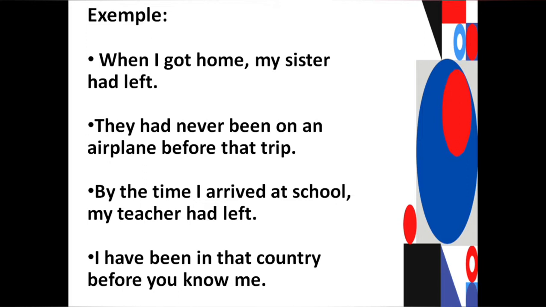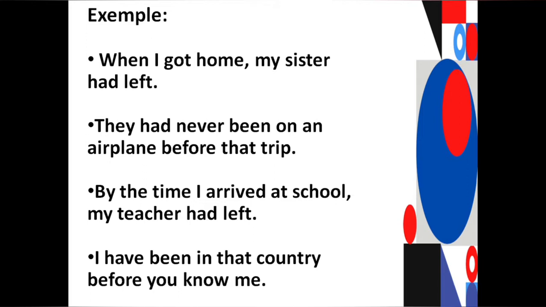When I got home, my sister had left. Okay, so I have, when I got home, my sister had left. What was the first action? My sister left, and then I got home. So the action that happened first, my sister left, and then I got home. So when I got home, my sister had left. You see, I don't need to specify which happened first, because just by the structure of the sentence, I know which of them happened first.